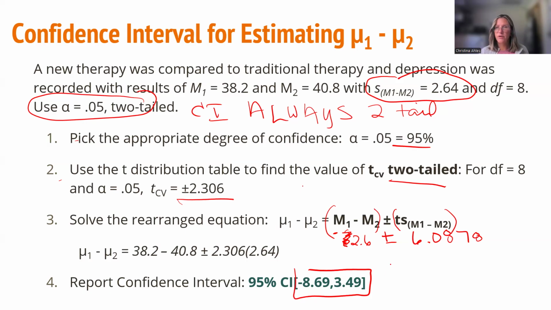And in reality, if we look at the distribution, the lower mean is negative 8.69. The upper is 3.49. 0 falls over here somewhere. And 0 is our H0, our null. There is no difference. So because 0 fell in between here, we know we're retaining the null. If we rejected the null, 0 would be on the outside of those somewhere.